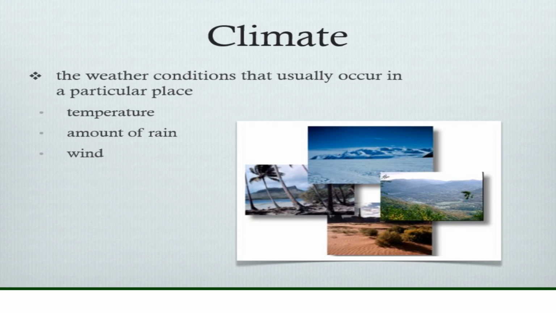We're going to talk about the climate of the Northeast. Okay, so when we talk about the climate, we're talking about the weather conditions that usually occur in the area. We're talking about the temperature, rain, wind, snow.